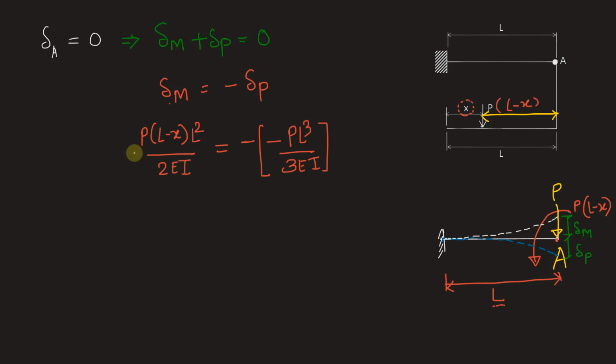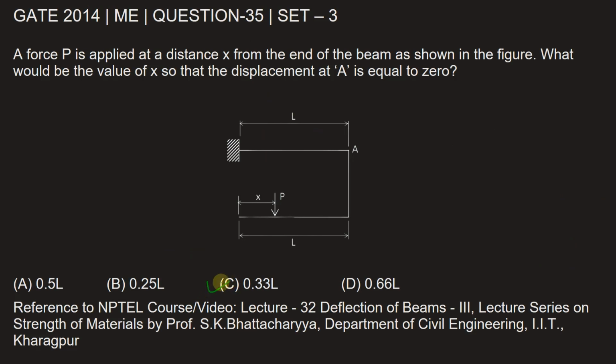By simplifying this, we get L minus X by 2 will be equal to L by 3. Rearranging this, we get X will be equal to L minus 2L by 3, which is L by 3. This can also be written as 0.33 times L. Let's go back and mark the correct option. So our answer is option C, 0.33 times L.